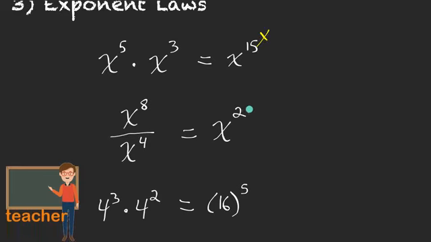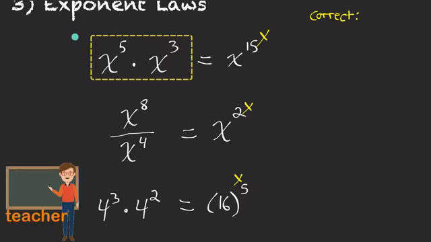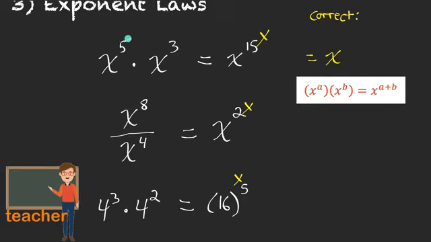Okay, so all three of these are incorrect. Let's start by looking at the first one. We do have powers of x being multiplied together, and when you're multiplying powers of the same base, you keep that base of x, but you add the exponents. 5 plus 3 is 8, so we'd have x to the 8.